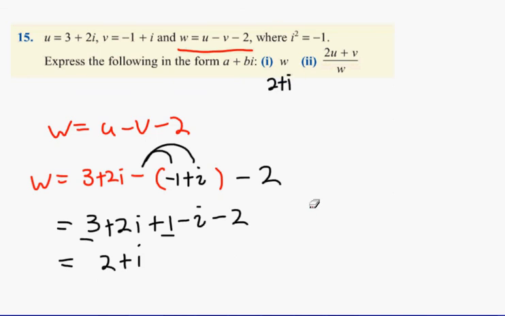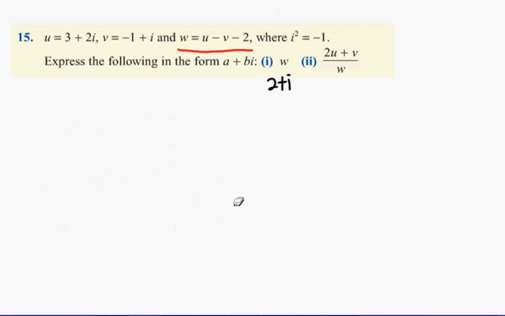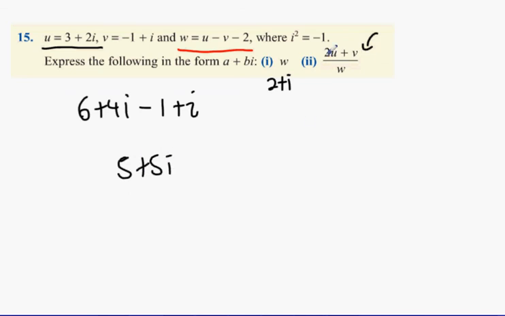Now here comes the hard part, so to speak. It next wants me to get a fraction. 2 times U. So what's U? So therefore what's 2U? 6 plus 4i. Then it wants me to add on V. So what's V? Minus 1 plus i. 6 minus 1 is 5, and 4i plus i is 5i. Now, this means the top part is 5 plus 5i.